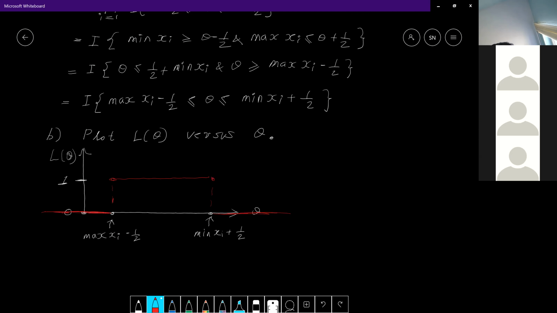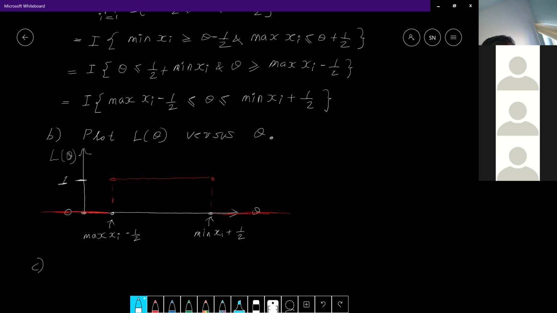It's basically because, remember, the indicator function says that if theta lies between these 2 limits, then it must be 1. And if it is not, it must be 0. That's because of the definition of indicator function. So therefore, the plot must look like this, right? Okay, so that's part B. And part C is to identify the MLE from the plot. Now, from the plot, you can see that the largest value of the graph is 1.